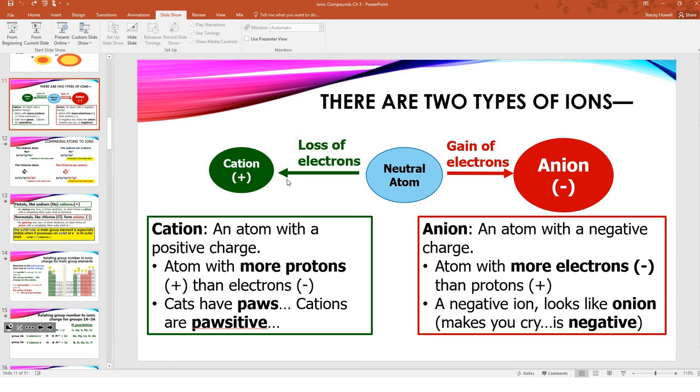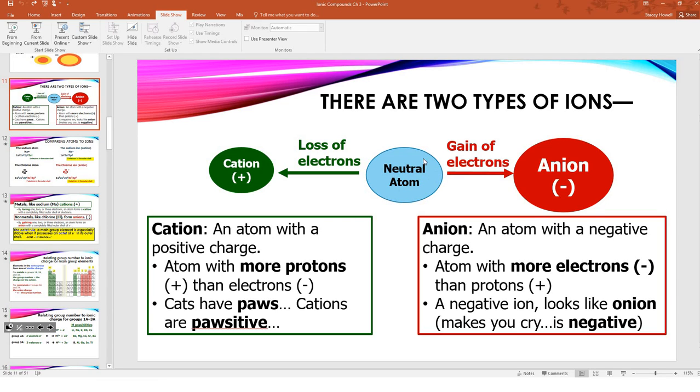All right, so we have a cation, which is when we lose electrons. So a cation is positive. And the way I remember that is cats have paws, and so it must be positive. Haha. Okay. I also lose electrons. If I lose electrons and I become positive, I've lost weight and I become positive. That's also how I think of it. So this cation has more protons than electrons.